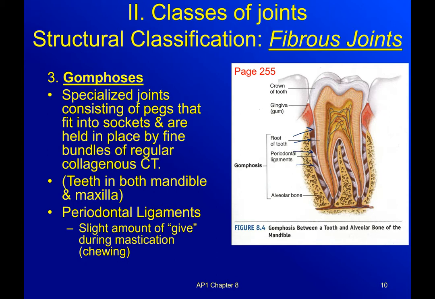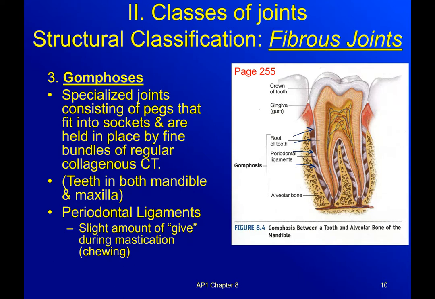These are the periodontal ligaments. Just like any other joint being held together by ligaments, or bones being held together by ligaments, these are ligaments holding your tooth in place. So these bundles of regular collagenous connective tissue hold your tooth in place in both your mandible, your lower jaw, and your maxilla, the upper jaw.